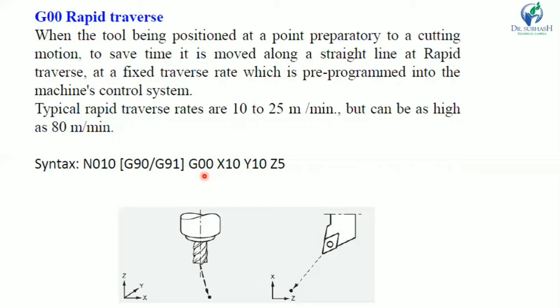It should be ensured that before the start of rapid movement, the cutting tool position is such that it will not hit the workpiece during this movement. Okay, so G00 is a modal function. If a number of consecutive blocks with rapid traverse are included in the program, then G00 is written in the first block only, and it remains active in the subsequent blocks. So this is the rapid traverse G00.